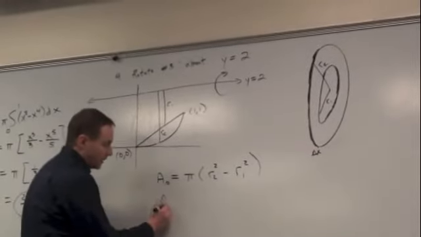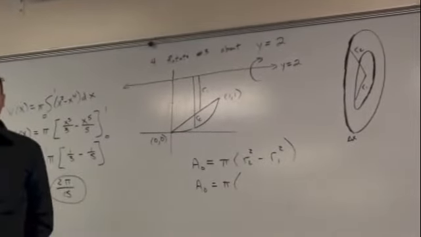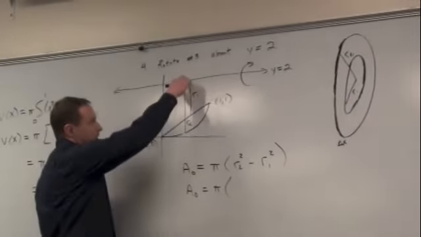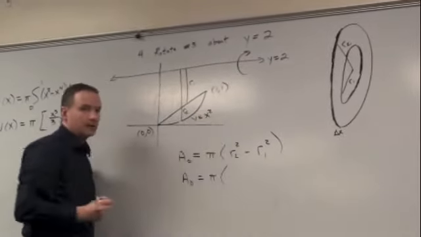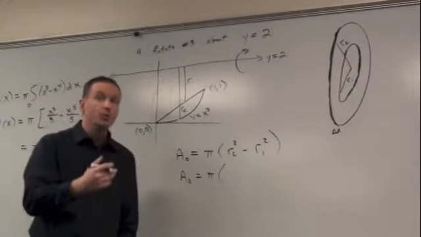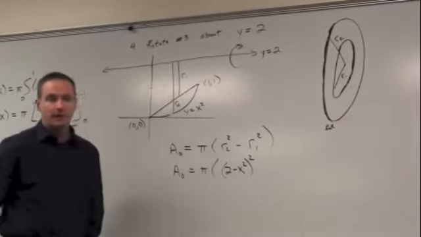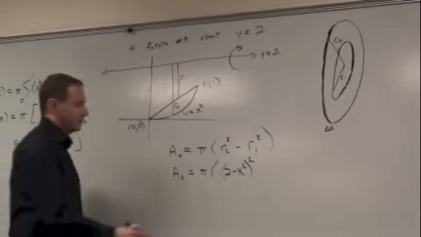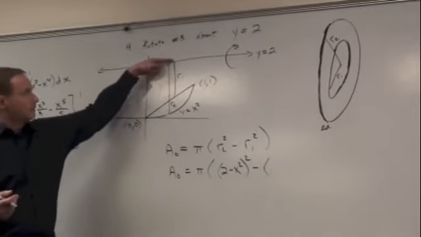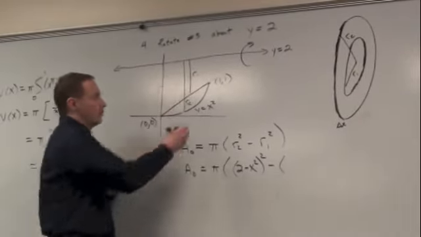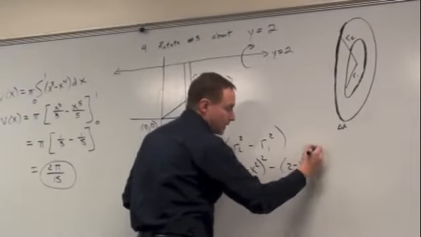So I say, okay, the area of a cross-section is pi. I need a formula for that second radial length. The second radial length is starting at 2 and going down to the curve y equals x squared. I must call that 2 minus x squared. That's the second radial length. Minus the first radial length. So it's starting at 2, going down to the line y equals x. So it's 2 minus x. And I have to square that.